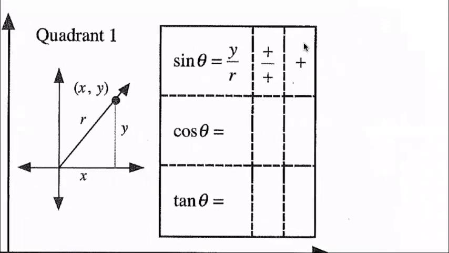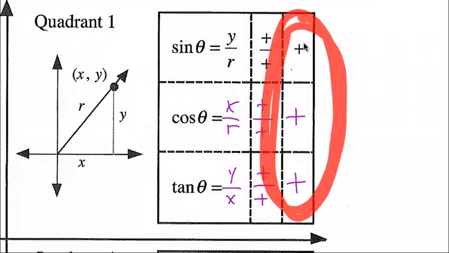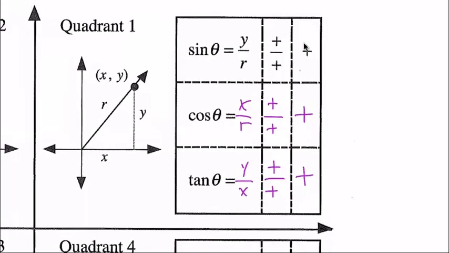In quadrant 1, we note that both y and x are positive and r is always positive. So y is positive, r is positive. Positive over a positive gives me a positive. So in quadrant 1, sine is positive. Cosine is x over r, x is positive, r is positive. This is positive over positive, that's a positive. Tangent is y over x, which is positive over a positive, overall positive. So in quadrant 1, all 3 trig ratios are positive. Okay, this is the bottom line. This is what we're trying to determine. In quadrant 1, all of these are positive.